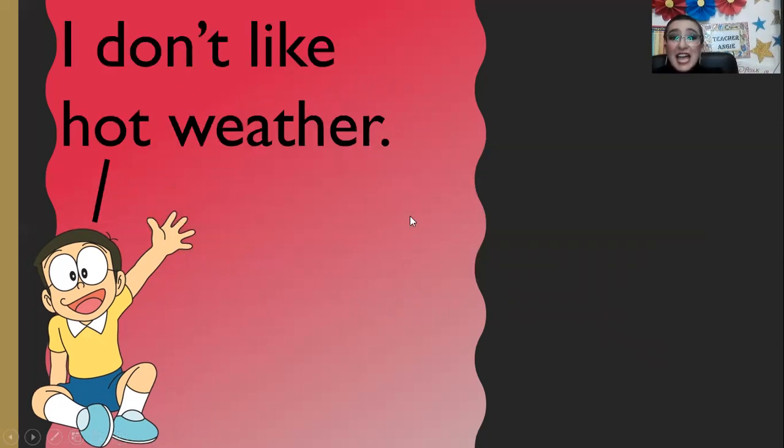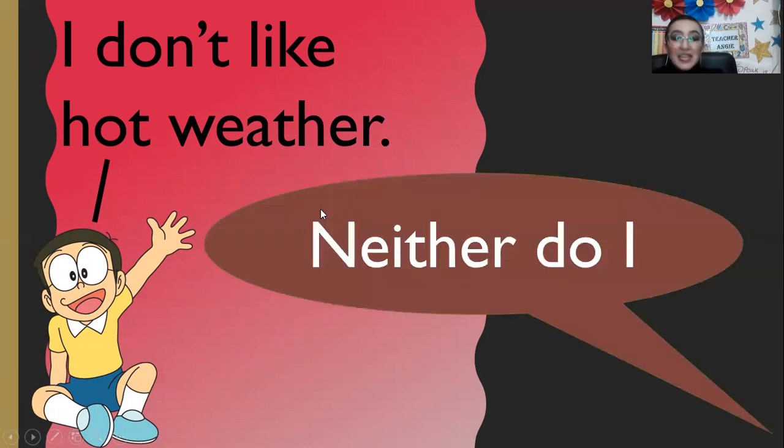I don't like hot weather. Aquí sí tiene el auxiliar del tiempo para decir que no le gusta el clima caliente. Neither do I, a mí tampoco. Pongo el do porque es el auxiliar correspondiente al presente simple y do va con el I. Si estoy diciendo que a mí tampoco, si quisiera decir a nosotros tampoco, neither do we. A ellos tampoco, neither do they. A ella tampoco, neither does she. Neither does Ángeles, neither does Rafael, ¿no? Neither does my dog.